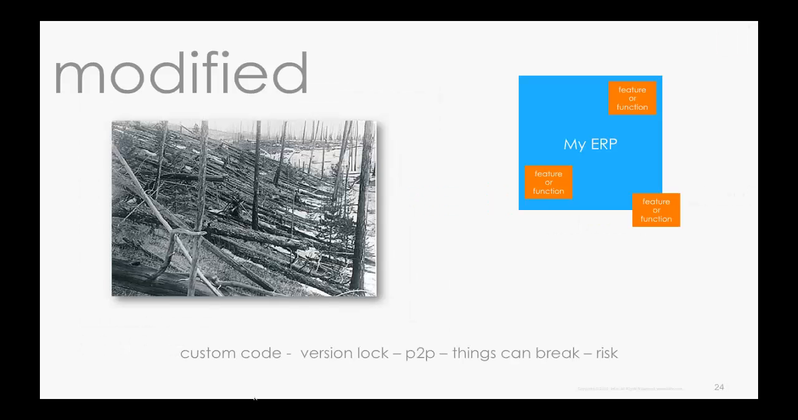Prior to SyteLine being on the Mongoose platform, when you wanted to modify something, it became a potential nightmare. You were changing source code. When you wanted to upgrade, it became very difficult to move up, especially as you built more and more modifications. You have custom code out there. Sometimes it caused version lock. Usually connections were point to point, and it raised the risk because it raised the potential for things to break.